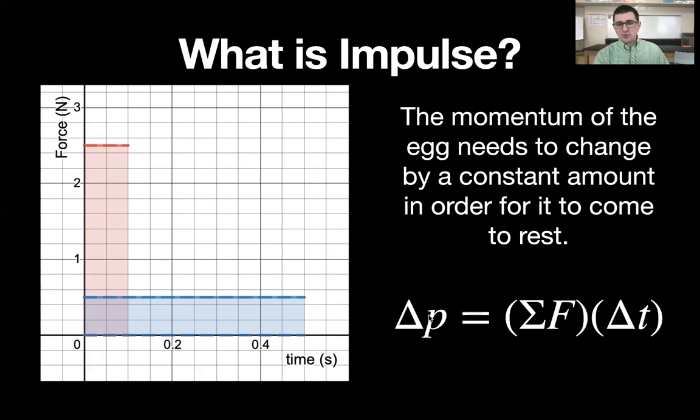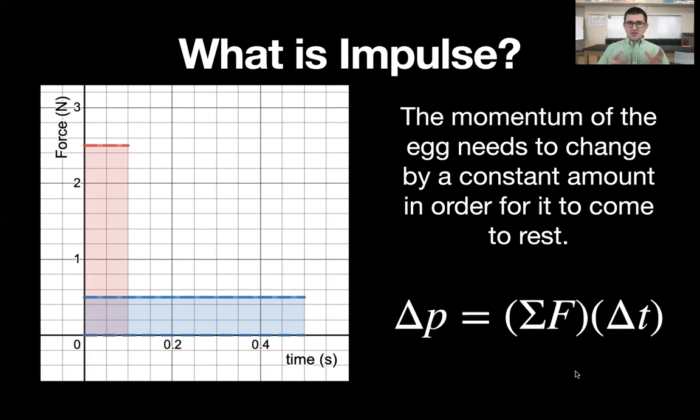By the way, this is just a rearrangement of one of the momentum equations that we had in our last video, which was net force equals delta P over delta T, and just multiply both sides by the delta T. So if we have a set change in momentum, by increasing the time, we can decrease the net force. So if we increase the time by a lot, we decrease the net force by a lot, and then the egg doesn't crack.